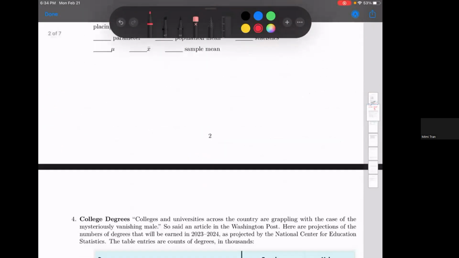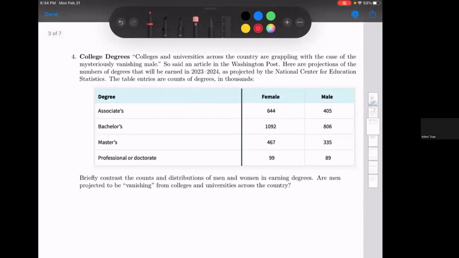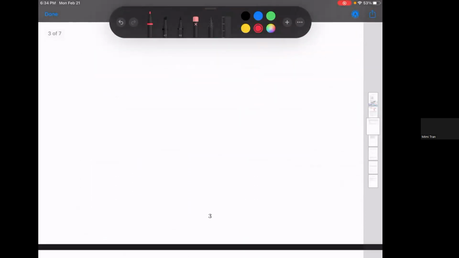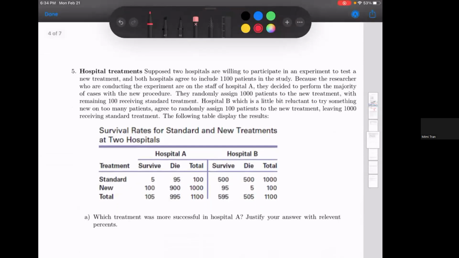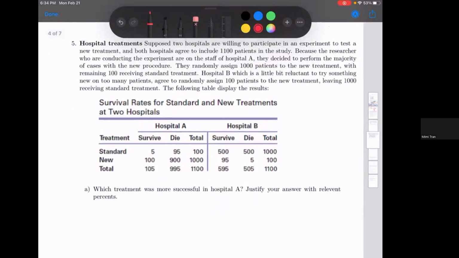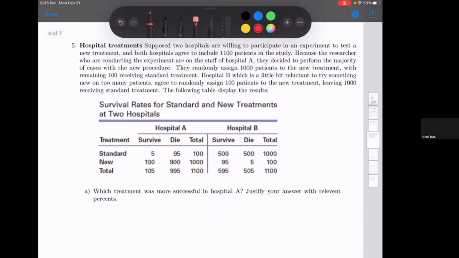I'm not going to do number 3. Yourself. Same thing with number 4. I'm not doing number 4. I'm going to do number 5.